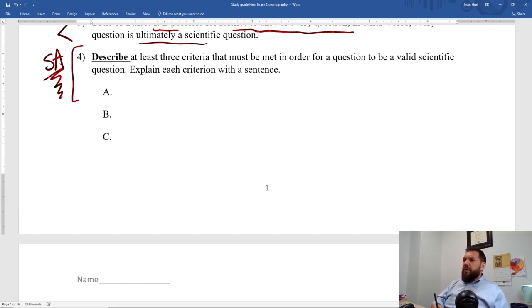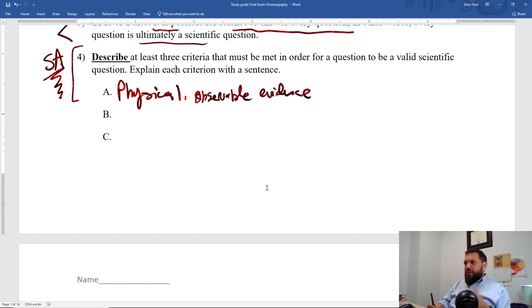So you should be able to describe at least 3 criteria for something to be a valid scientific question. What does that mean? Again, our goal here is to delineate what is science and what isn't. Things that we talked about in lectures: scientific questions have to be about the physical world, okay? So it has to be something physical, observable, something that's based on evidence, right? Evidence is what is evident. It's what's observable, what you can see, okay? So that's one part of it.